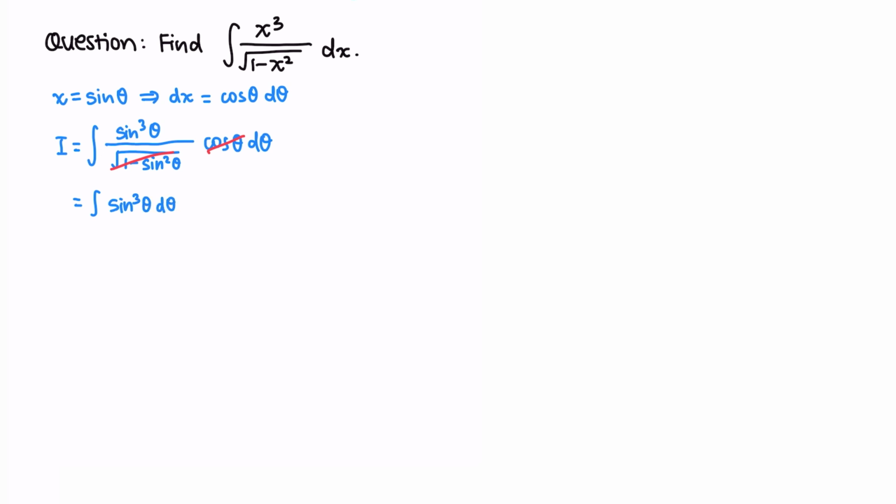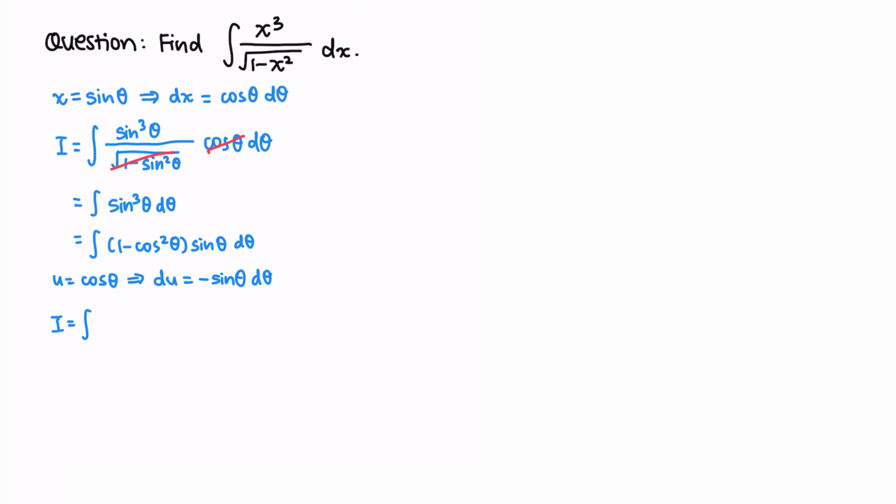Now what am I going to do? I can make use of the fact that sine squared theta is just 1 minus cosine squared theta. And what would that do? I can split the sine cubed theta into 1 minus cosine squared theta and then times another sine theta d theta. And in this way, we can actually perform a u sub. If we let u equal cosine theta, this means that du equals negative sine theta d theta.